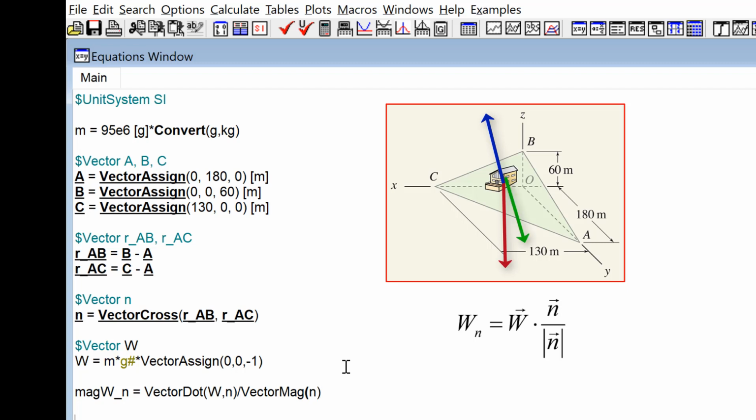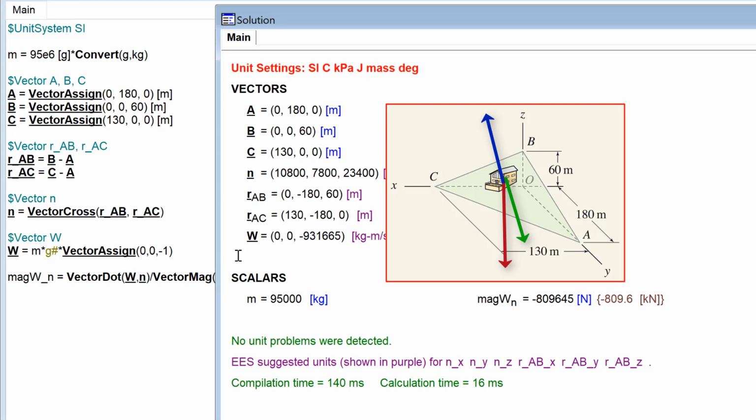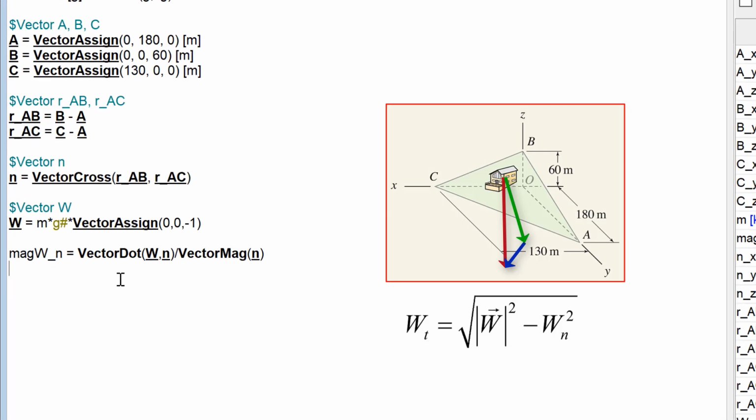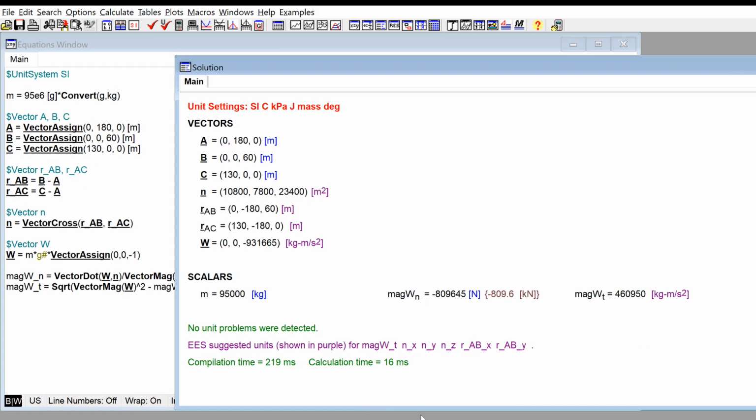So that gives me a magnitude that is, let's see here, minus 809.6 kilonewtons. So it is negative, which makes sense, and it's less than the total weight, which is 931.7. Okay, and then we'll use this equation to get the magnitude of the weight that is tangent to the plane, and that's just this equation right here, and that gives me 460.9 kilonewtons. All right, so that's part A completed.